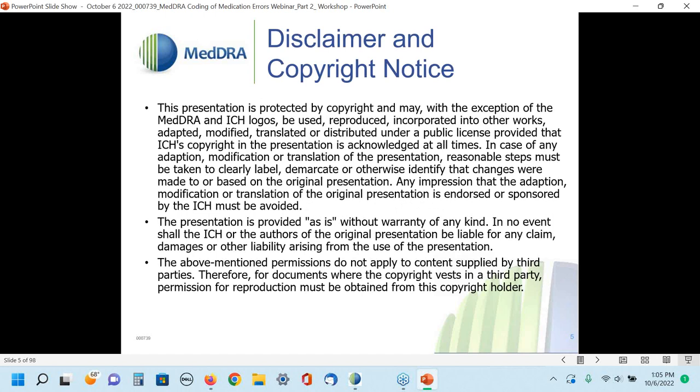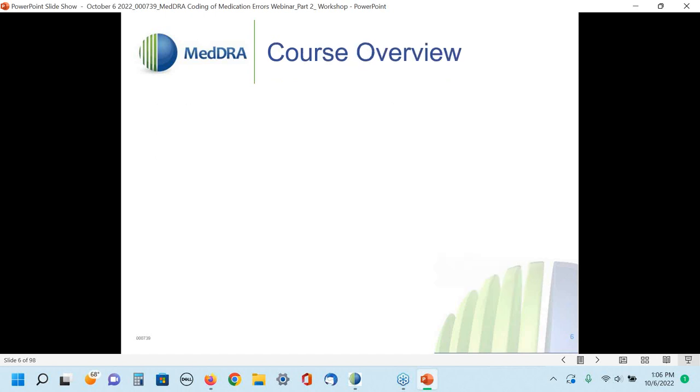The second bullet is legal language, so I will read it verbatim. The presentation is provided as is without warranty of any kind. In no event shall the ICH or the authors of the original presentation be liable for any claim, damages, or other liability arising from the use of the presentation. And I don't believe we have any third-party slides in today's presentation, so I'll skip over that one.